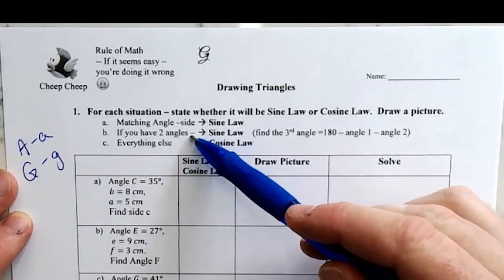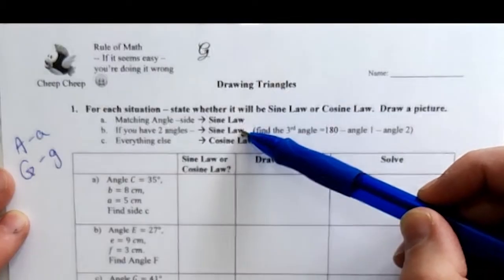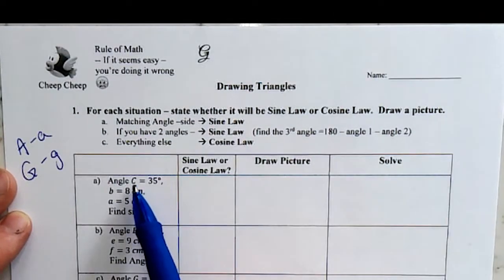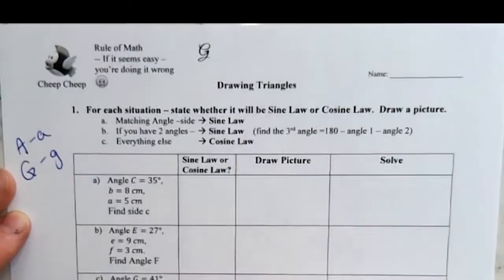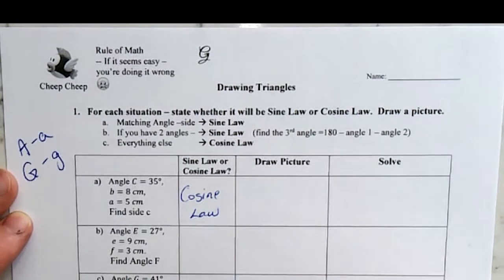Now, if we have two angles, we can figure out the third. So if there's two angles, sine law. Everything else, cosine law. So in this case, we have angle C, but we don't have the matching side C, and we only have one angle, so it has to be cosine law.